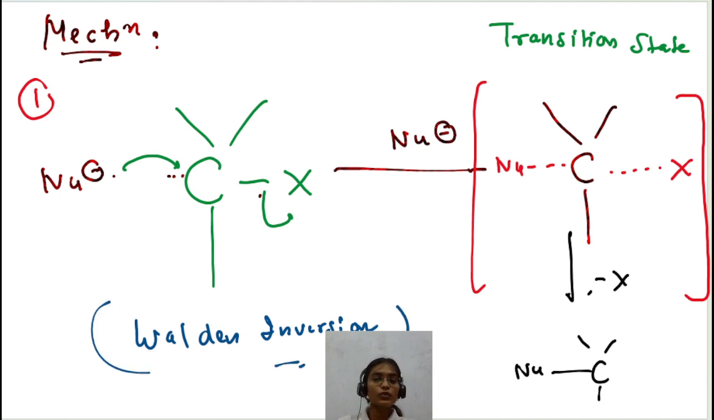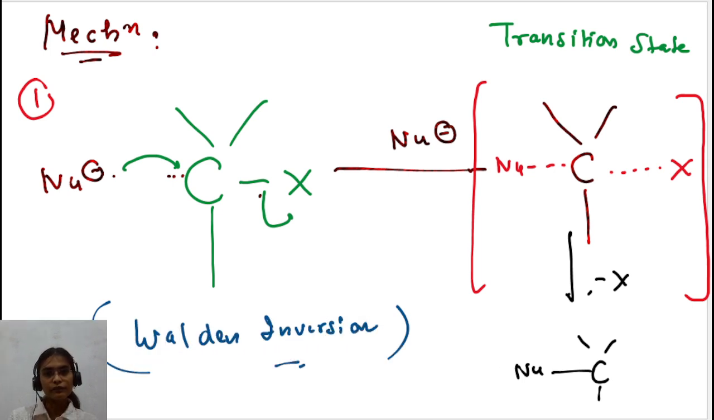What is the meaning of this word invert? Maybe you are getting a little bit of an idea. What is happening? The leaving group leaves from the front side and the nucleophile attacks from the back. It means there is an inversion of configuration taking place. Let's see how the configuration inverts. Let's find out the answer for this question. So let's continue further.